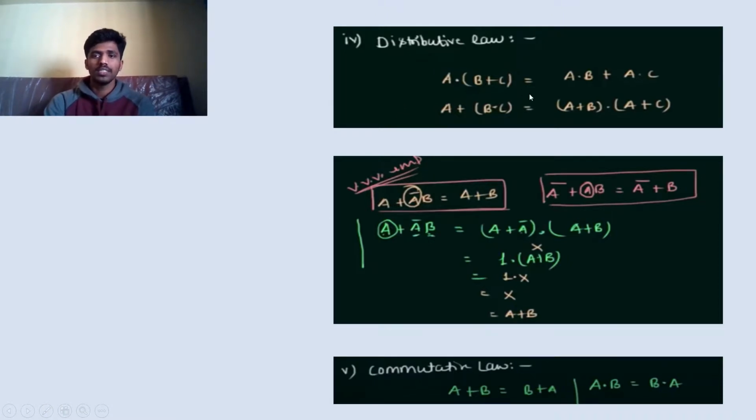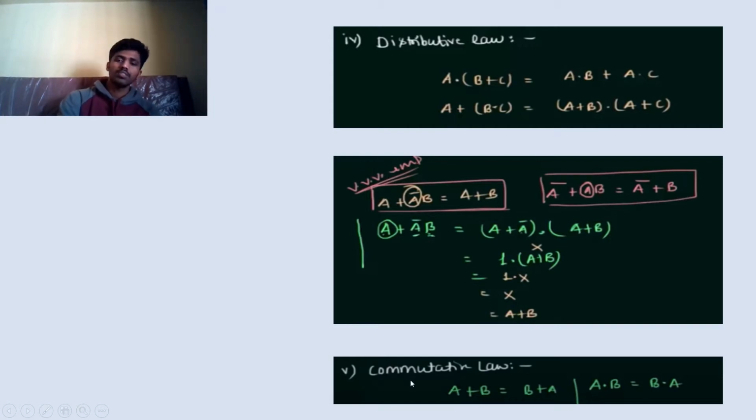We can visualize this with the help of this example. As you can observe, A or complement of A and B, then we can write it as A or complement of A and A or B. By using this law we are writing in this format. This A or complement of A gives us 1 according to the OR law. So if you consider A or B as X, then 1 and X gives X. So as X is taken as A or B, the output will be A or B.